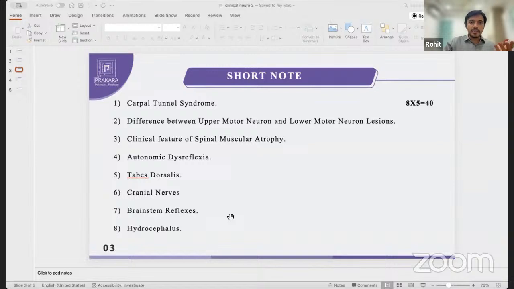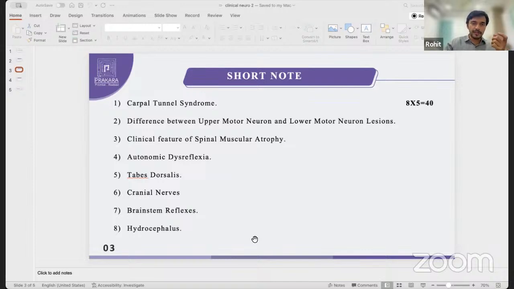So what are the common brainstem reflexes that are clinically important? One is pupillary light reflex. Second is accommodation reflex. Third is jaw jerk. The next is vestibulo-ocular reflex or oculocephalic reflex. And another reflex is gag reflex. And the last would be ciliospinal reflex.